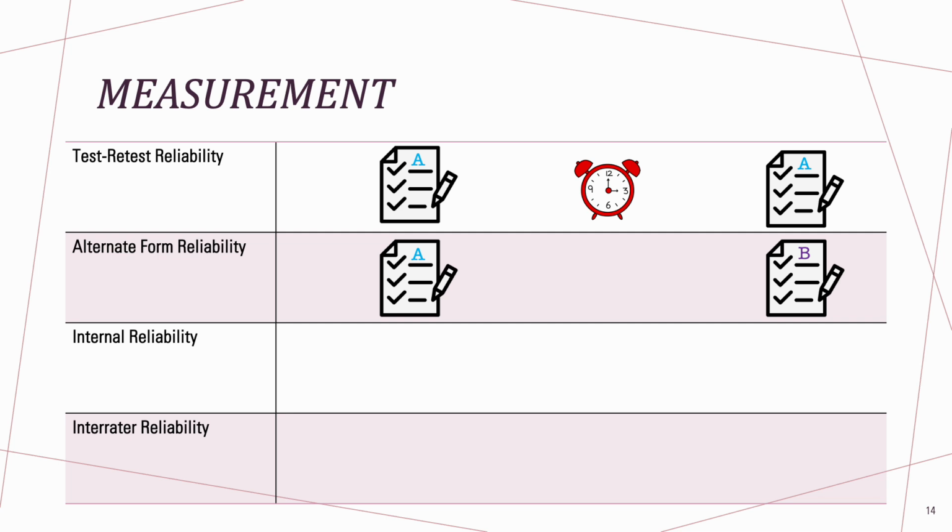Alternate form reliability is talking about two different forms or versions of a test. So whether people, let's say in this class, are given version A of an exam or version B of the exam, which is theoretically supposed to measure the same thing, we want those things to perform similarly across time.